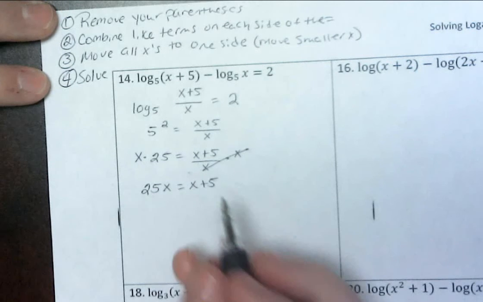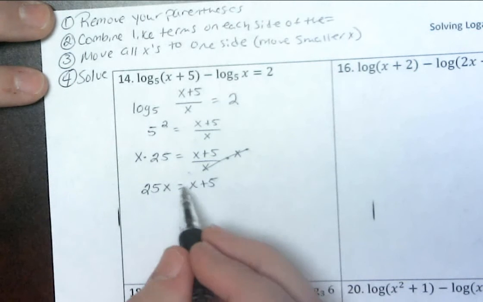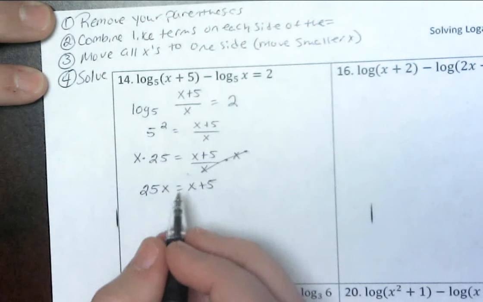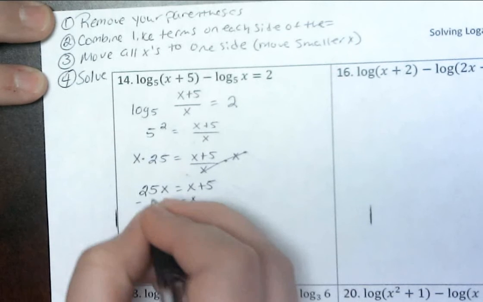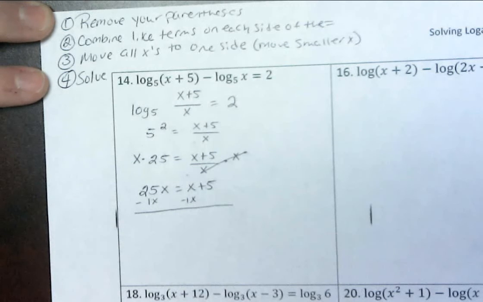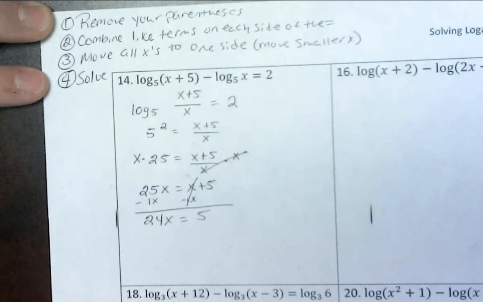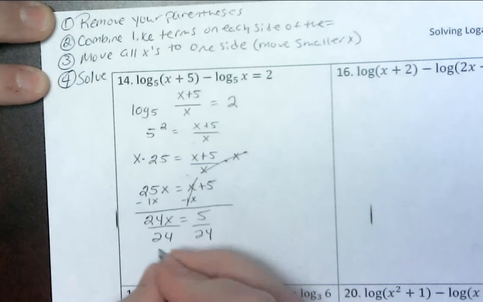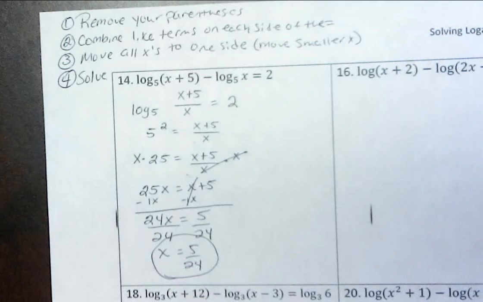So here, if we've got x's on both sides of my equal sign, then I want to move one of them. And it tells us to move the smaller x. So between 25 and 1, we're going to move the 1. So minus x on both sides. If you need to write that 1 there to see it, then that's perfectly fine. You end up with 24x equals 5, because those cancel. And then divide both sides by 24. You end up with x equals 5 over 24. Okay?